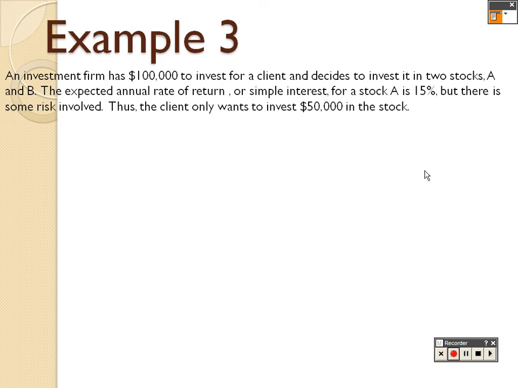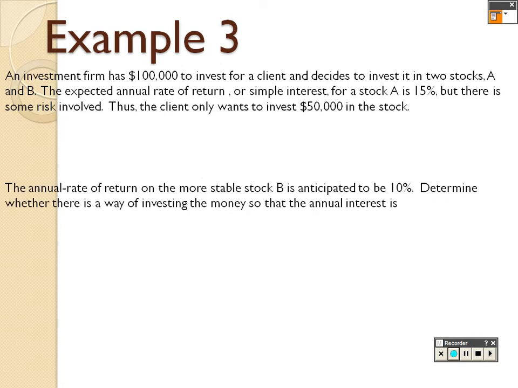So, an investment firm has $100,000 to invest for a client and decides to invest it in 2 stocks, A and B. The expected annual rate of return, or simple interest, for stock A is 15%, but there is some risk involved. Thus, the client only wants to invest $50,000 in the stock. The annual rate of return on the more stable stock B is anticipated to be 10%. Determine whether there is a way of investing the money so that the annual interest is $12,000.